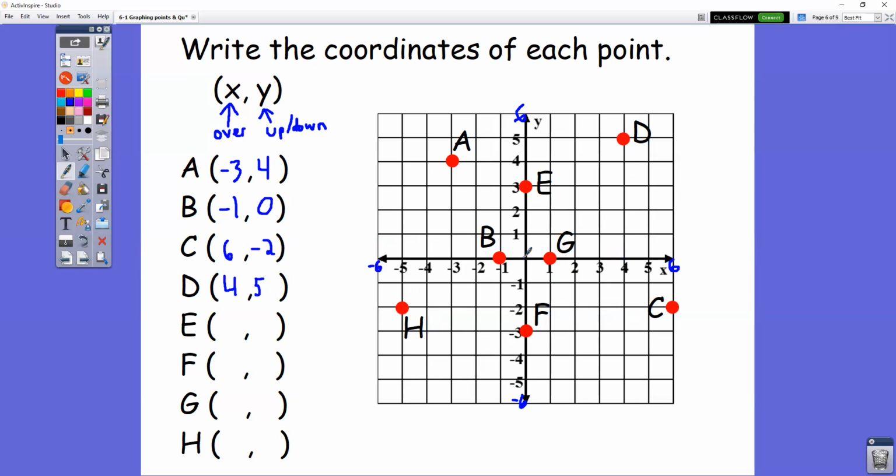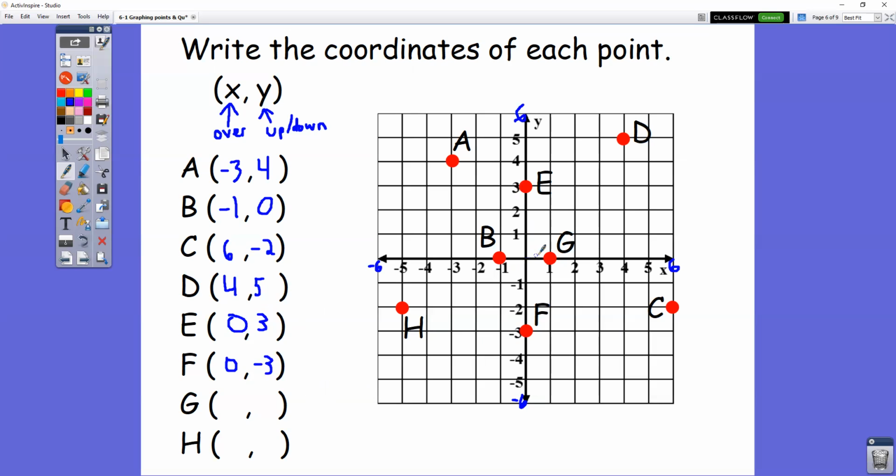E. E is over 0, because we're not going left or right at all, but then we're going up to 3. So E would be 0, 3. F. F, we're not going left or right at all. All that we're doing is going down to -3. So it's over 0, down to -3.